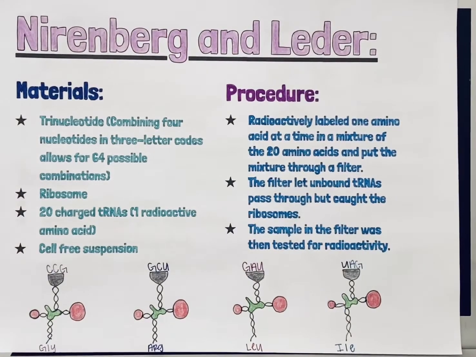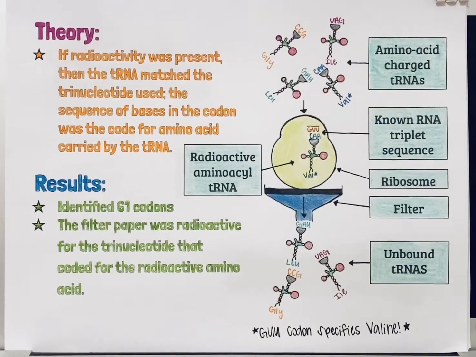The way that they did this is they radioactively labeled 1 amino acid at a time in a mixture of 20 amino acids and put the solution through a filter. The ribosome held a known RNA sequence, so the filter let the unbound tRNAs pass through, but caught the tRNA that matched the RNA sequence. The sample filter was then tested for radioactivity. If radioactivity was present on the filter paper, then the tRNA matched the trinucleotide used. In other words, the sequence of bases in the codon was the code for the amino acid carried by the tRNA. They were able to identify 61 different codons.